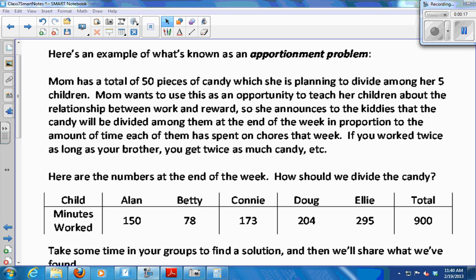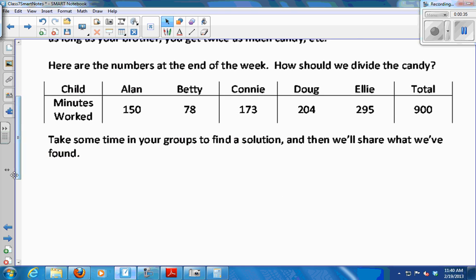So she announces that the candy is going to be divided among them at the end of the week in proportion to the amount of time each of them has spent on chores that week. So you do more chores, you get more candy. Right? If you worked twice as long as your brother, you're going to get twice as much candy as your brother gets. So here are the numbers at the end of the week. Each child meticulously recorded every single minute of chores that they did.